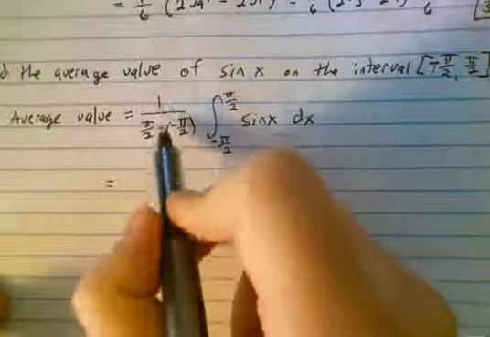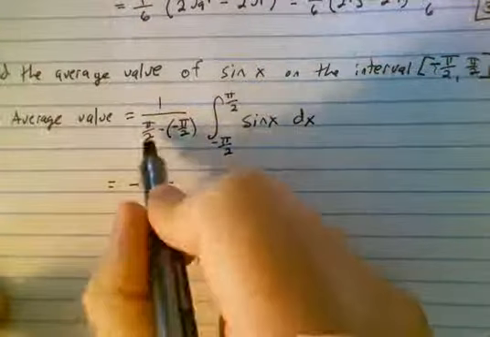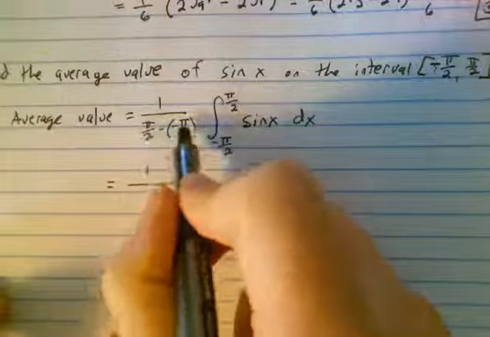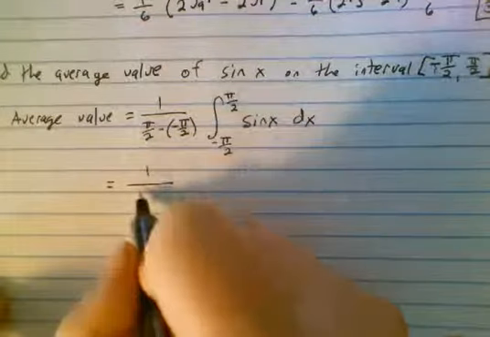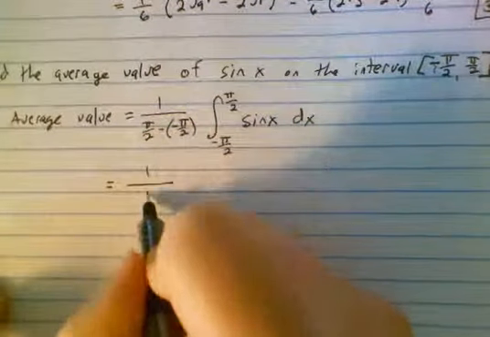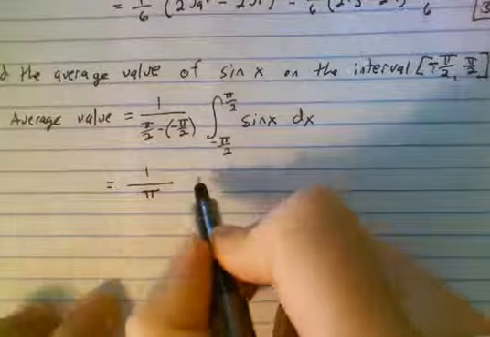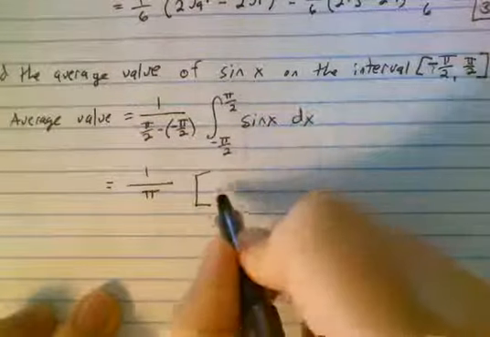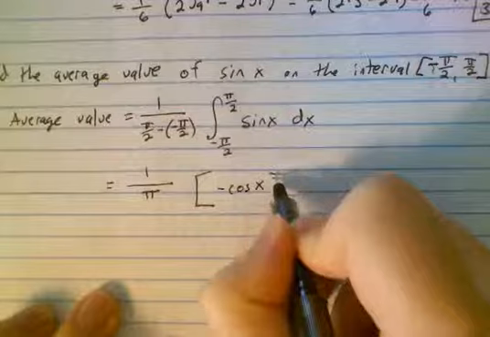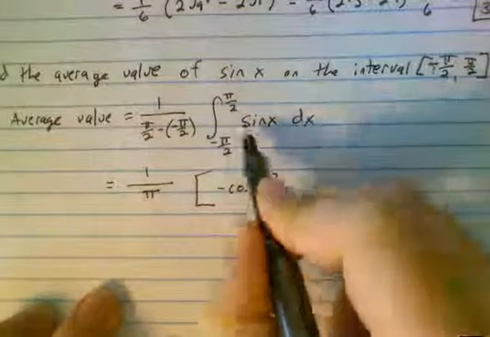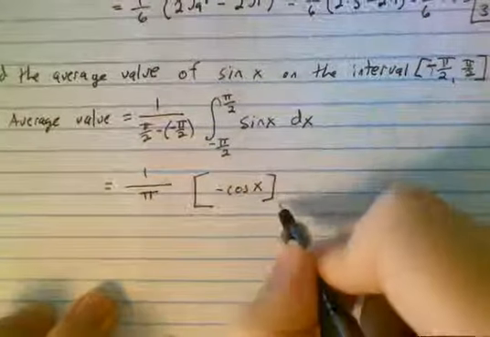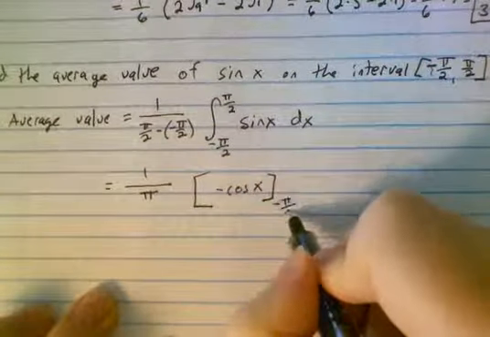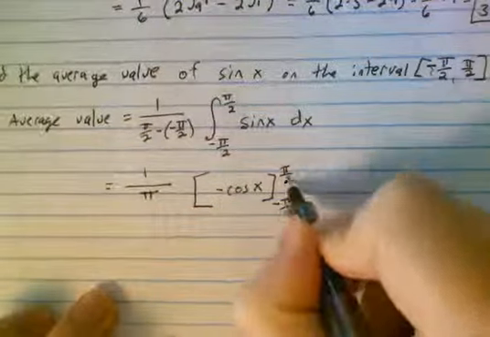Let's simplify this. We have 1 over pi over 2 plus pi over 2. So that's 2 pi over 2, or just pi. And then here we're going to take the antiderivative of sine, so that's negative cosine of x. There's no need to do any u substitution here because we can take the antiderivative of sine x just like it is. We're going from negative pi over 2 to pi over 2.